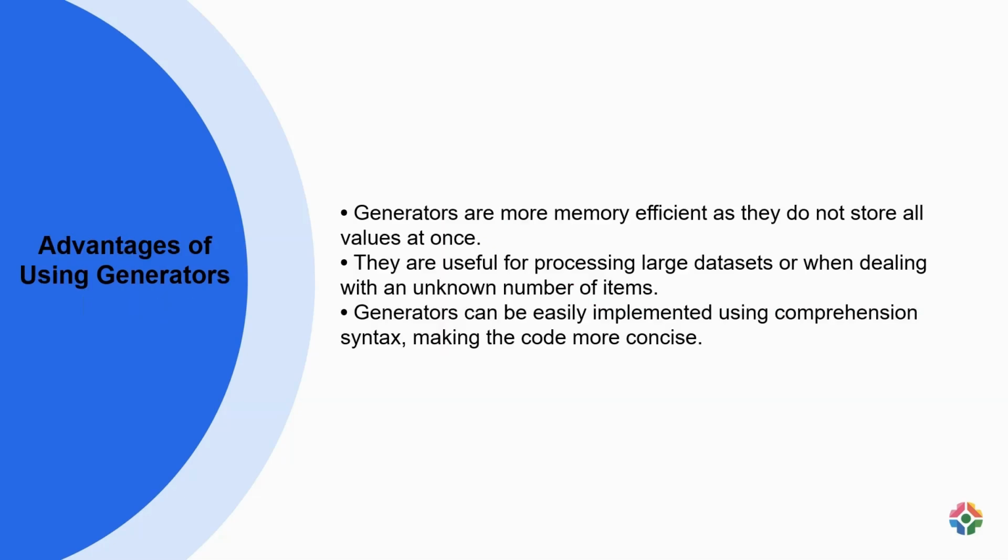Generators in Python are memory-efficient data structures that do not store all values simultaneously. They are valuable when handling sizable datasets or an undetermined number of items. Generators are conveniently crafted using comprehension syntax, which enhances code conciseness. For instance, when parsing an extensive log file line by line or calculating Fibonacci numbers without a predetermined endpoint, generators prove instrumental due to their ability to generate values on demand while conserving memory resources efficiently.